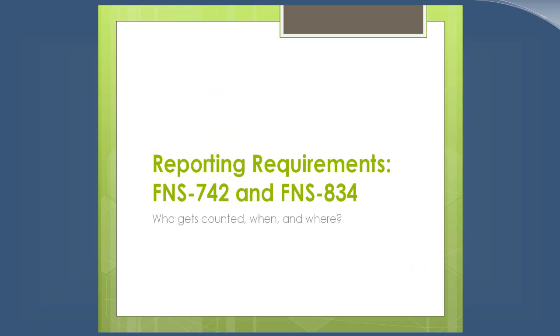Okay, so this section of the webinar will focus on how to accurately report the CEP data on the 2 forms that are used to calculate the direct certification performance rate. Those forms are the FNS-742 and the FNS-834. Hopefully by the end of this section, you will know which students to report on which forms and when.